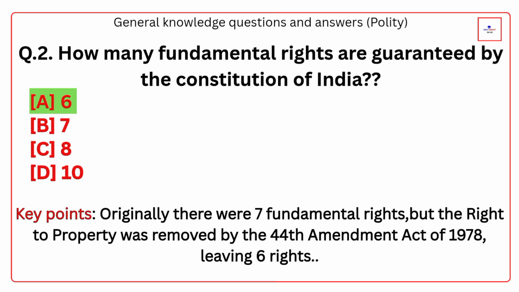How many fundamental rights are guaranteed by the Constitution of India? Correct answer is 6. Originally, there were 7 fundamental rights, but the right to property was removed by the 44th Amendment Act of 1978, leaving 6 rights.